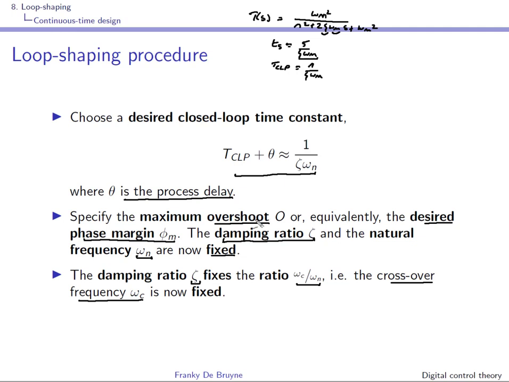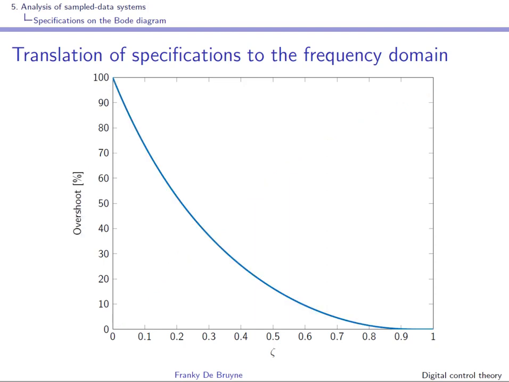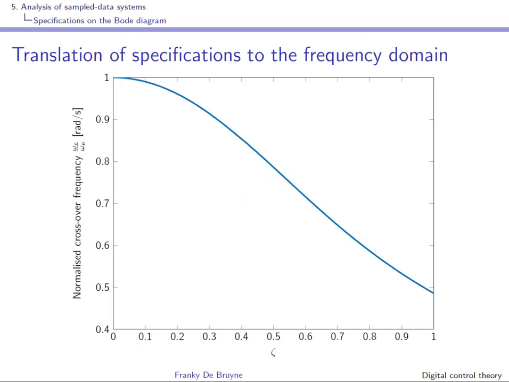If the overshoot has been specified, you know zeta, but since you know zeta, you can also determine then the phase margin. These are the curves I was talking about. So if you're imposing this second order design with complex conjugate poles, then the damping ratio is linked to the phase margin, it is linked to the overshoot, and it is linked to the normalized crossover frequency omega c over omega n.